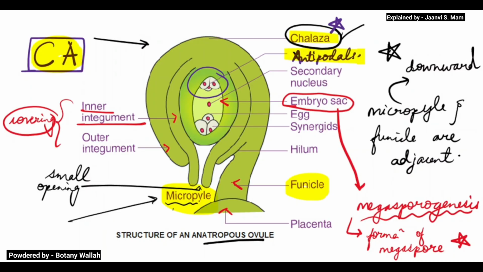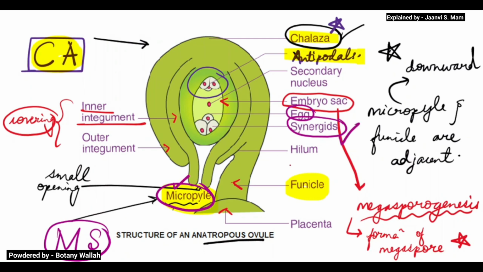If you see at the micropylar end, you will find synergids and egg. To remember that there will be synergids, we say MS. MS means at the micropylar end there will be synergids, and in the middle of these two synergids you have the egg. Now what is egg? Egg is nothing but the female gamete.